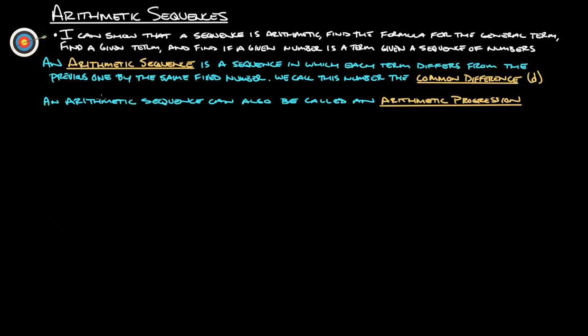Okay, so first things first. An arithmetic sequence is simply a sequence in which each term differs from the previous one by the same fixed number. We call this number the common difference. Like 1, 3, 5, 7, we're adding 2 each time. That's the common difference, d. An arithmetic sequence can also be called an arithmetic progression. Just a different name for it.